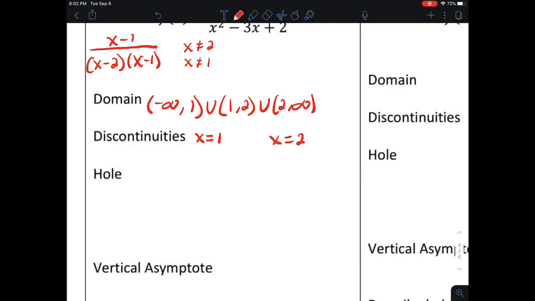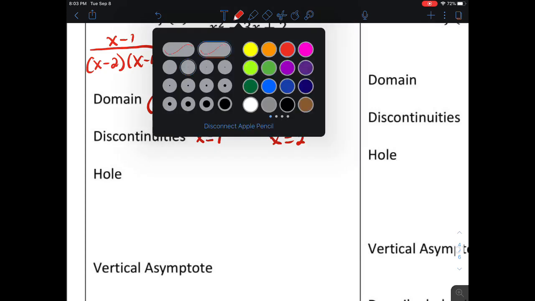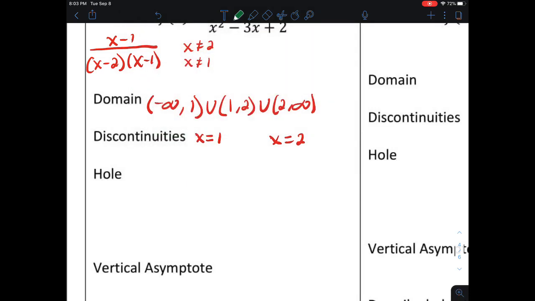Now, identifying the kinds of discontinuities. So our kinds of discontinuities we identify based upon if we can remove them or not. So when I'm looking at my problem, notice how I can eliminate the factor of x minus 1, which means that the x equals 1 discontinuity is a hole. So I have a hole at x equals 1. Now, we'll get the y value of that hole in just a minute. Notice how we could not cancel out the factor of x minus 2. Since it was not removable, that is a vertical asymptote.